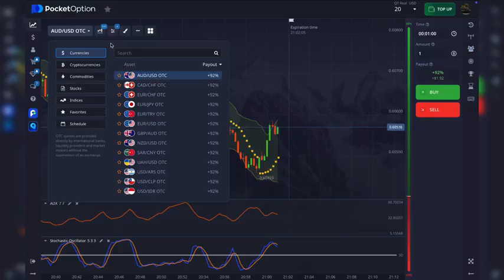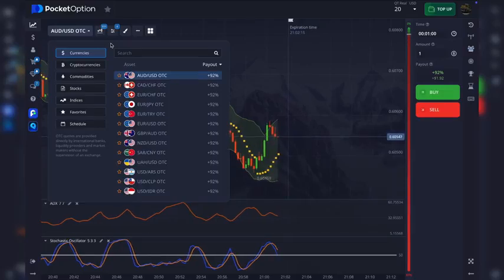You can use currencies or cryptocurrencies, you can use stocks, you can use the OTC market or non-OTC market. Guys, just try to use assets with the highest payout. I usually use assets with 92% payout, just to make more money.